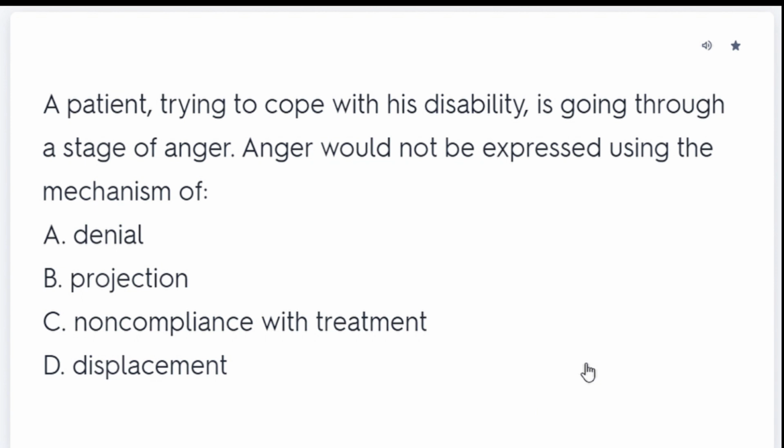A patient trying to cope with his disability is going through a stage of anger. Anger would not be expressed using the mechanism of A. denial, B. projection, C. non-compliance with treatment, D. displacement.